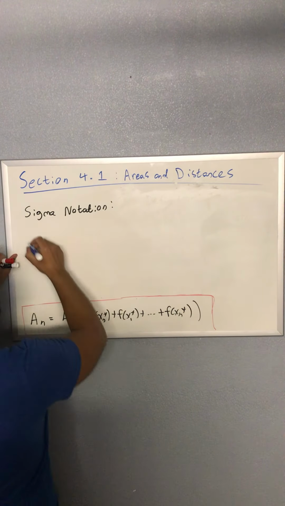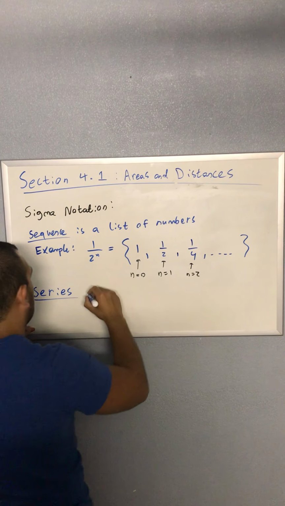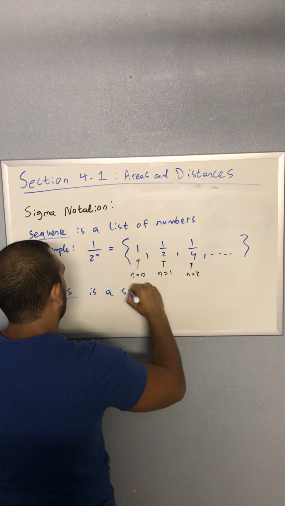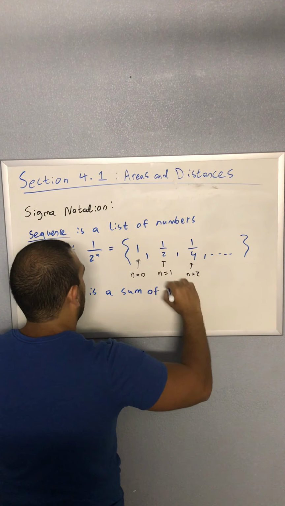Now, what is a series? What is the difference between a sequence and a series? There's not much of a difference. A series, as opposed to a sequence, is a sum of the terms in a sequence.